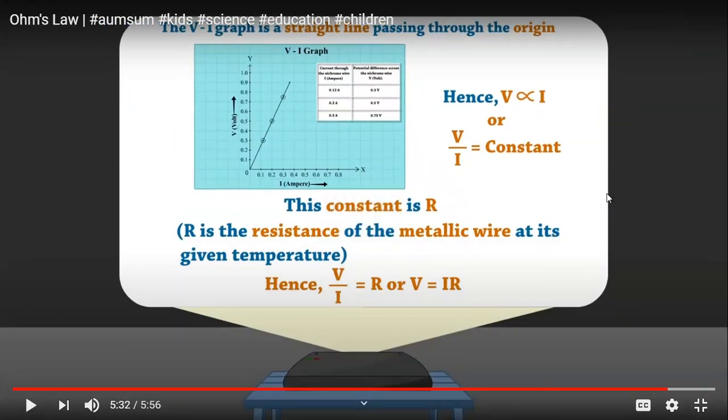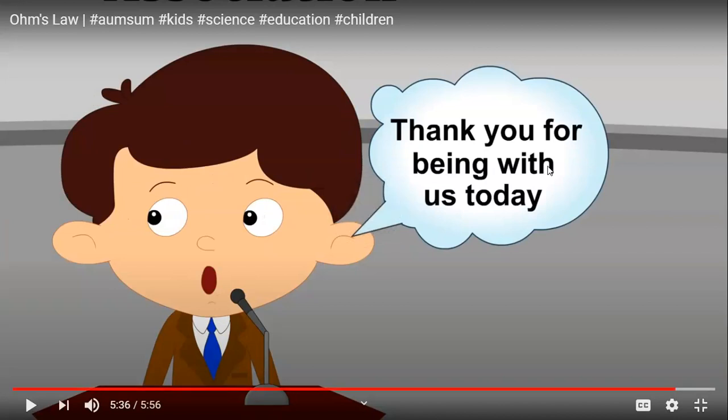So this video has very clearly explained Ohm's law. The voltage, that is the potential difference across the wire, is directly proportional to the current flowing through the wire, and V by I is always constant. This is also clearly explained with an experiment. Hope everybody understood clearly with this animated video. Now we'll go back to the presentation.